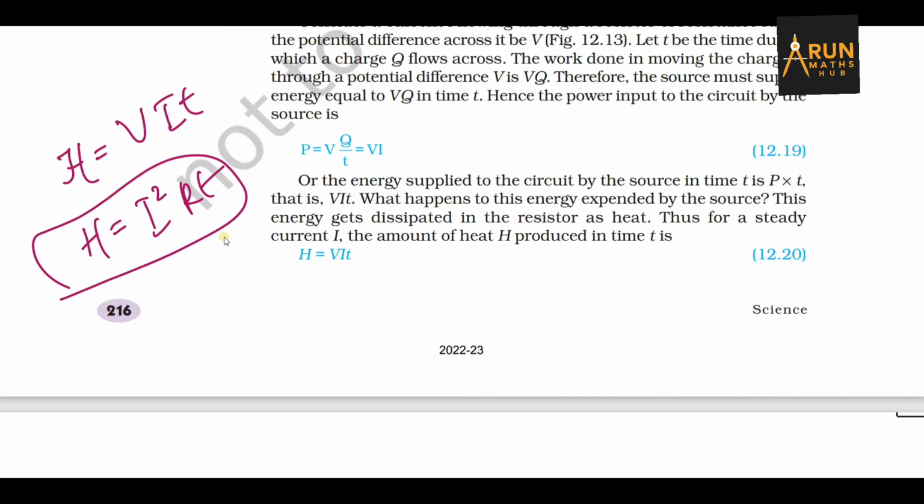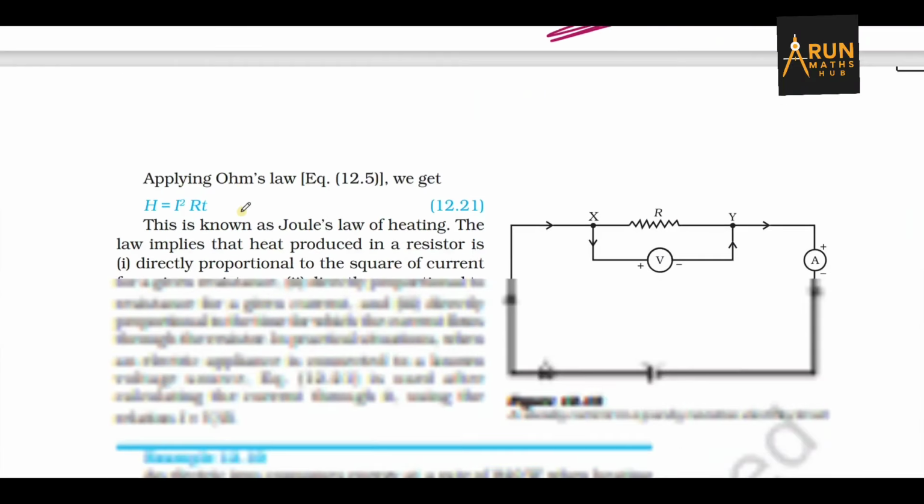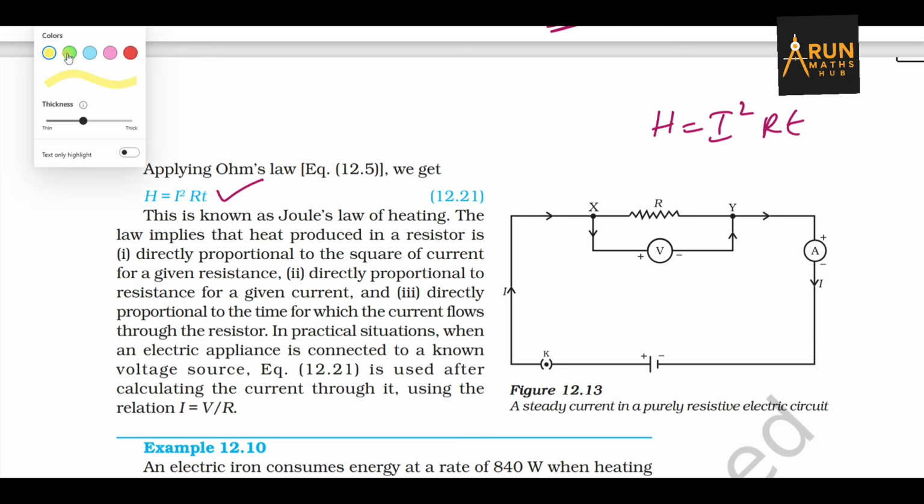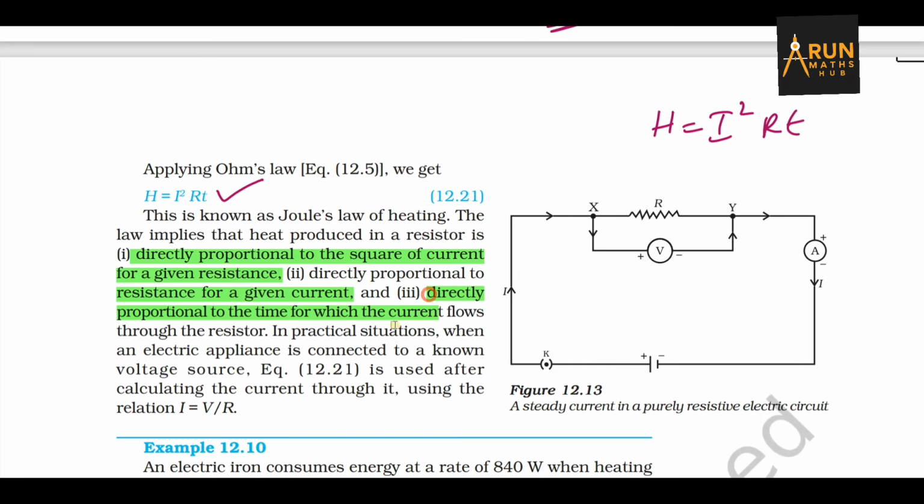The heat produced in a conductor is given by H equals VIt. Then applying Ohm's law, we get H equals I square Rt. This is called Joule's law. So state Joule's law of heating. H equals I square Rt. The heat generated in a conductor is directly proportional to the square of the current, directly proportional to resistance for a given current, and directly proportional to the time for which the current flows through the resistance.